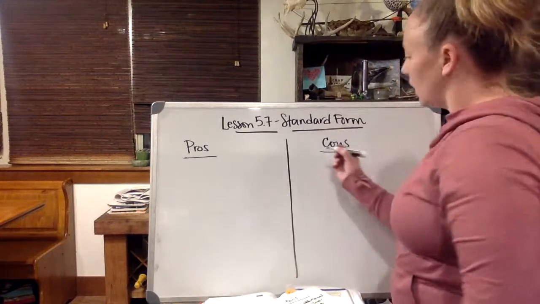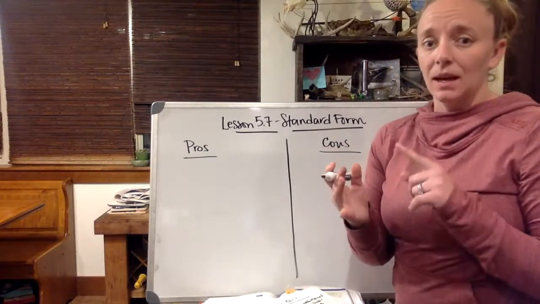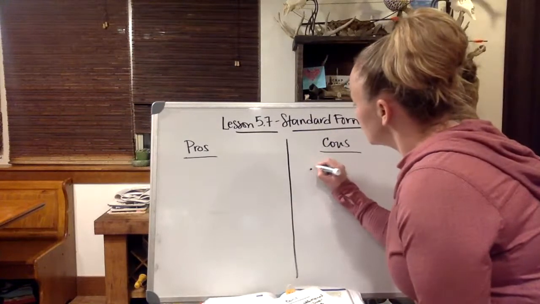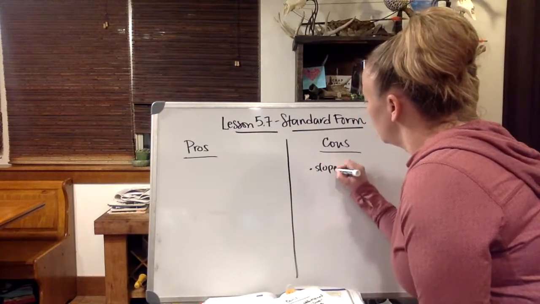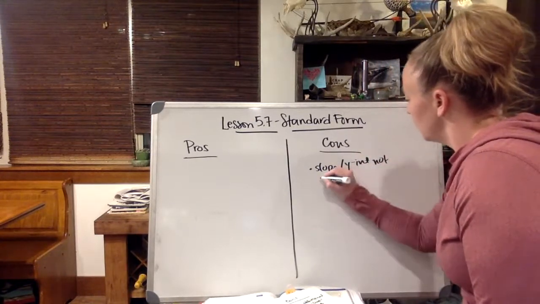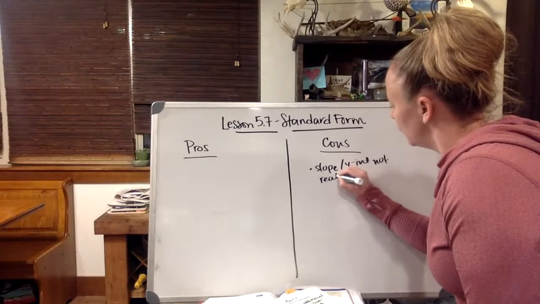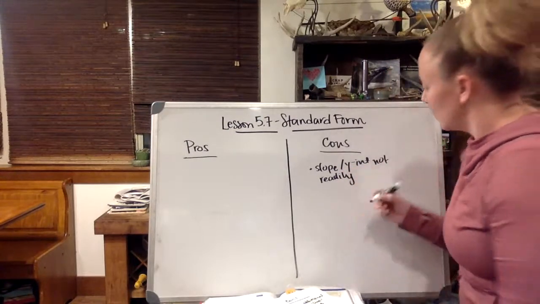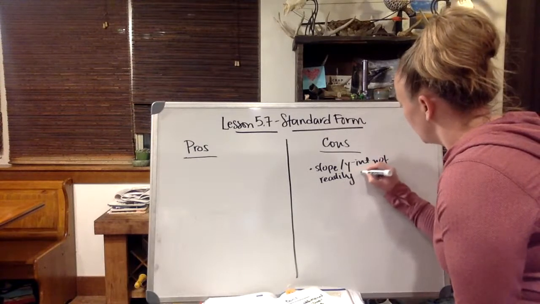When I look at the cons of standard form, instantly I'm thinking, where is the slope? Where is the y-intercept? It's really hard to find. So slope and y-intercept are not readily available. I would have to manipulate the equation quite a bit to be able to find what the slope and the y-intercept are.